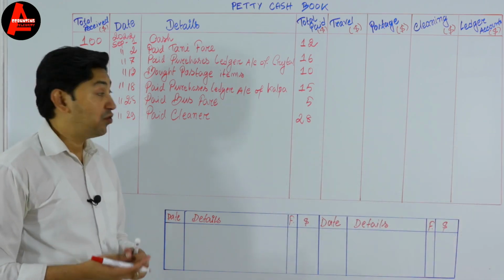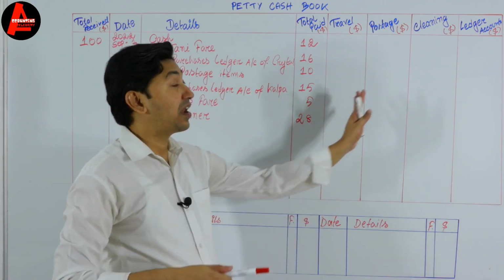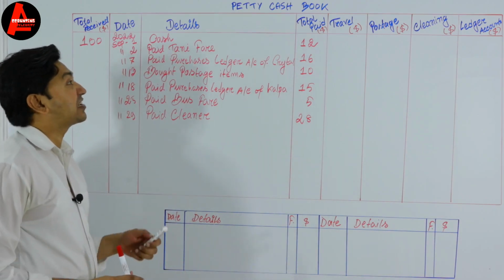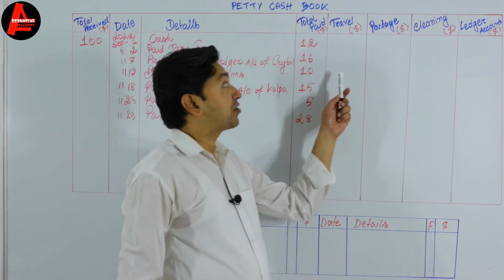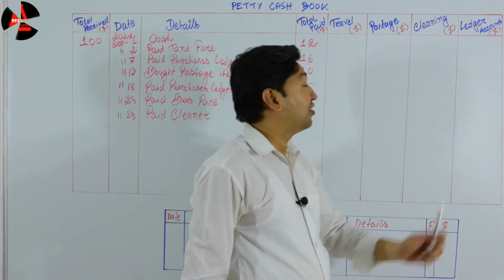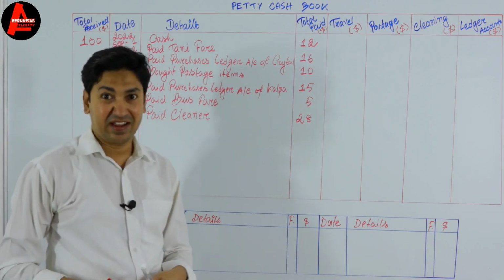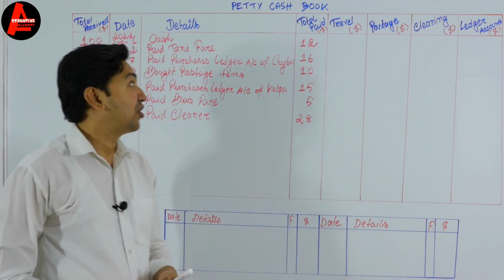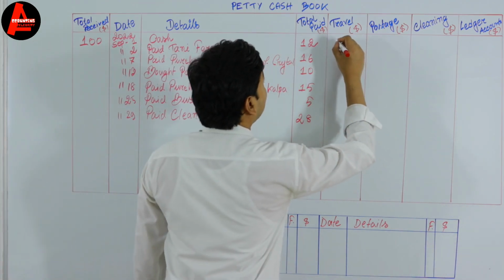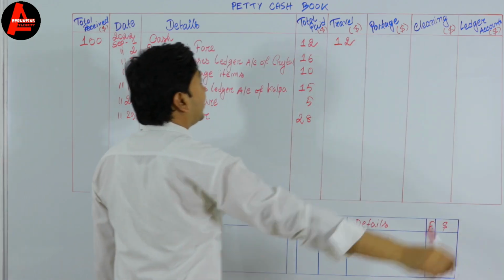Now what to do? Now we will spread out these amounts to the analysis columns. What is the first one? The first one is paid taxi fare. We have the travel column, postage, cleaning and ledger accounts. So for paid taxi fare, why do people pay taxi fare? It is for traveling, right? So we will take this money to the travel column. We will copy and paste this amount.